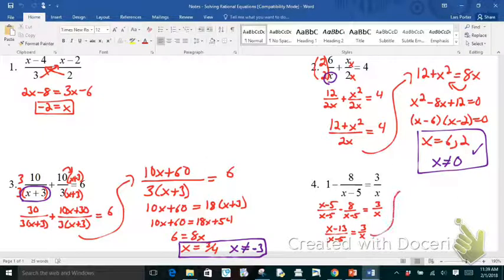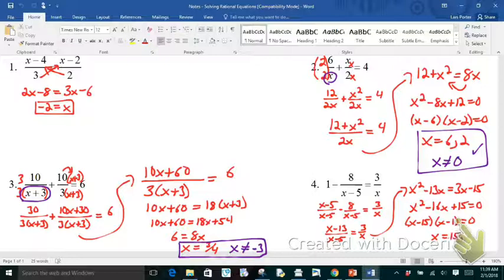Cross multiplying, kind of bringing our work up here, we end up with x squared minus 13x is equal to 3x minus 15. Moving everything to the same side, x squared minus 16x plus 15 equals 0. Our factors are x minus 15 and x minus 1 is equal to 0. So solutions are 15 and 1.